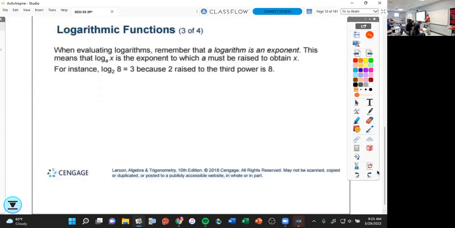When evaluating logarithms, remember that a logarithm is an exponent. This means that log base a of x is the exponent to which a must be raised to obtain x. For instance, log base 2 of 8 equals 3 because 2 to the third power is 8. A logarithm is an exponent. This is the exponent, which is 3. 3 is the exponent, right? So log base 2 of 8, which is 3, is an exponent.